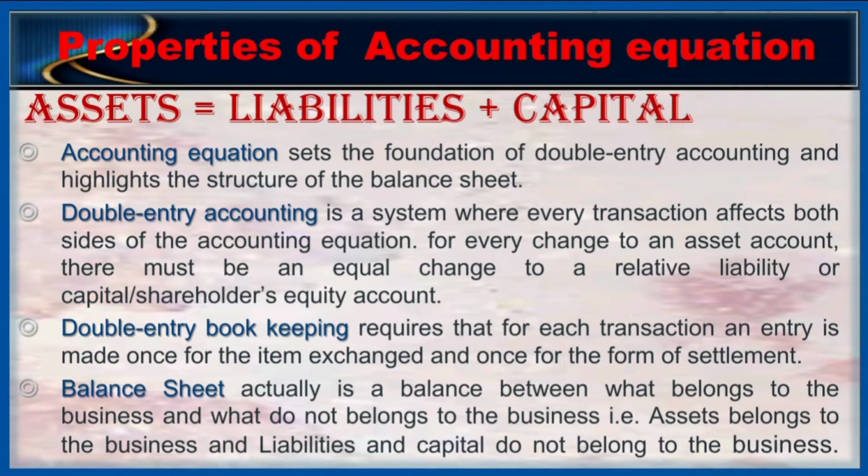Properties of accounting equation. Accounting equation sets the foundation of double entry accounting and highlights the structure of the balance sheet. Double entry accounting is a system where every transaction affects both sides of the accounting equation. For every change to an asset account, there must be an equal change to a relative liability or capital or shareholders' equity account. Double entry bookkeeping requires that for each transaction an entry is made once for the item exchanged and once for the form of settlement.